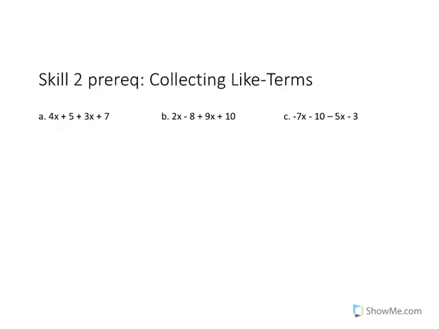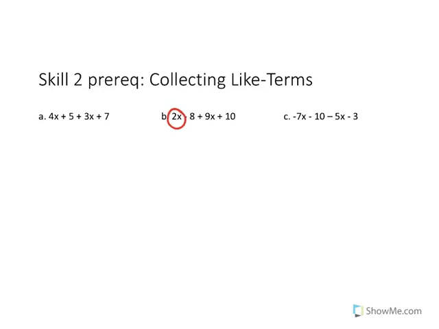Let's move on. Now, before we move on to skill 2, you need to first understand how to collect like terms. To collect like terms basically means to put the terms that look alike together. So a 4x is the same as a 3x because they both have an x at the tail. So together, those make 7x. And the positive 5 and the positive 7 are together because they're nothing but plain numbers, and so together they make a positive 12. At this time, continue with the next two problems. And when you're ready, continue.